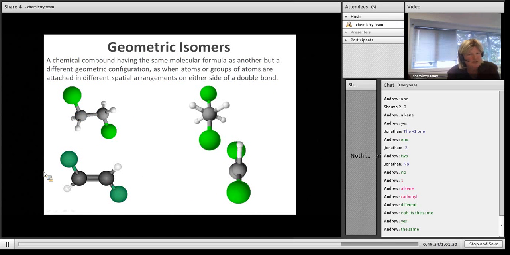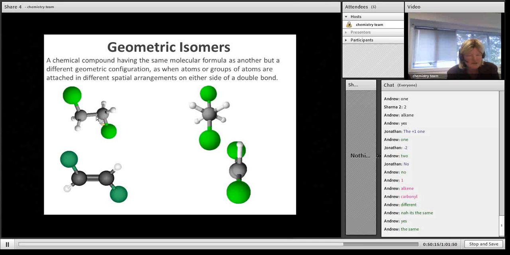Geometric you came across last year. And really a geometric isomer is when we have a double bond, a carbon-carbon double bond. Please state carbon-carbon, because you know you've got a carbon-oxygen double bond in a carbonyl. So if you just say double bond, the teacher will say, which one did you mean? So please be clear, carbon-carbon double bond.